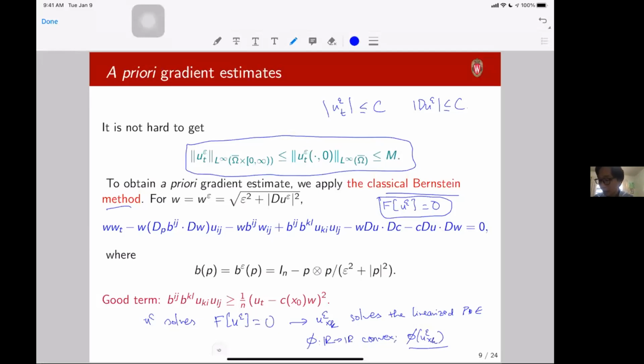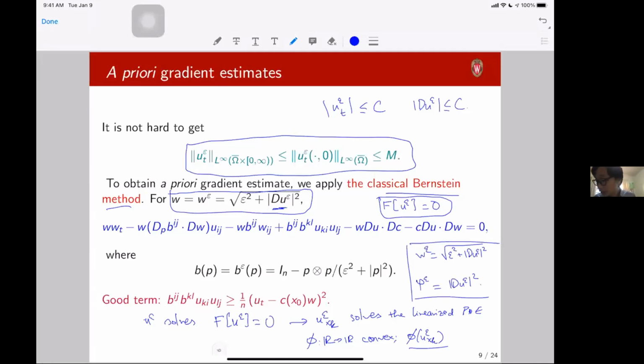And that's exactly the Bernstein method. For example, if I take du here, du is solving the linearized equation, right? So I take w epsilon to be this convex function acting on u epsilon, or you can take other functions. In this approach, we take w epsilon to be just the square root of epsilon square plus du epsilon square. Actually, you can do the same thing. You can take phi epsilon to be du epsilon square. It also works. It's just any reasonable convex function acting on du epsilon.